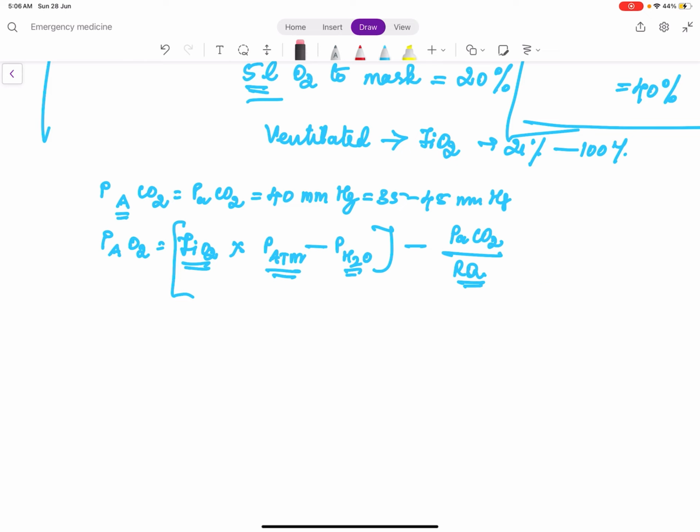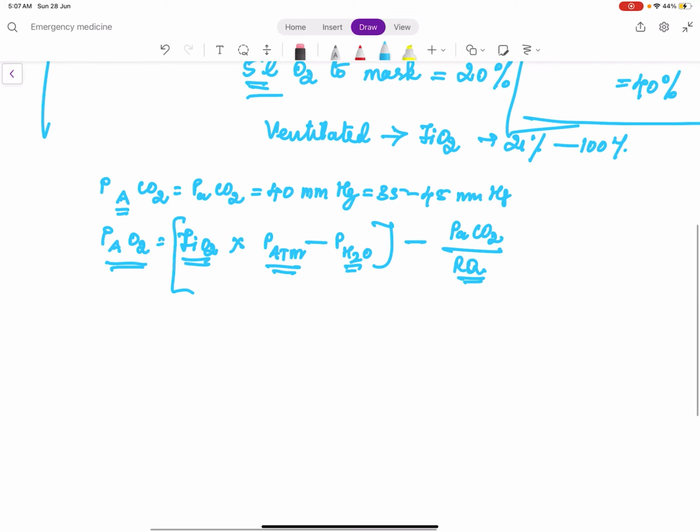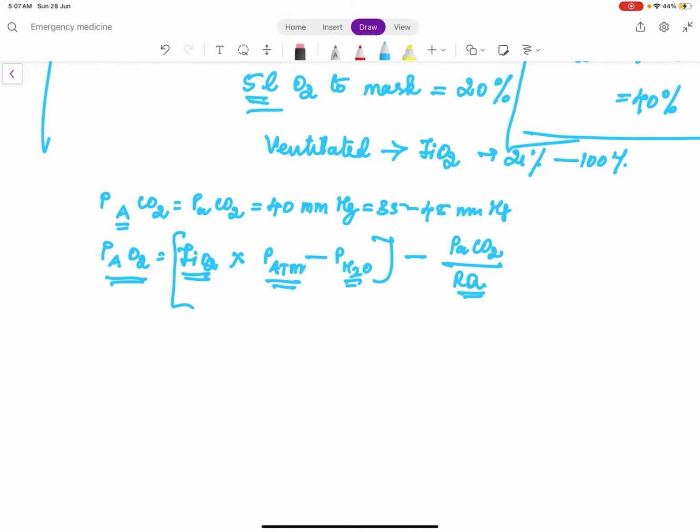So if you know this formula, you can apply the values and calculate it. If you don't know the values, you can use calculators which are available on the net. But most latest ABG machines calculate PaO2 themselves by pre-recorded values. Okay, so just to know about PaO2.